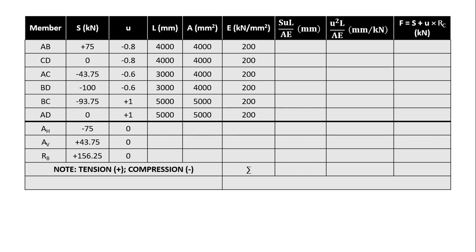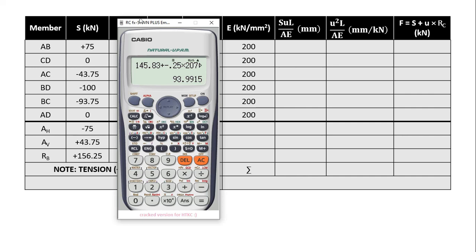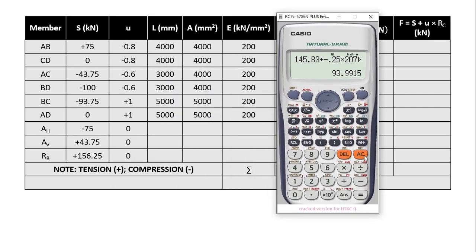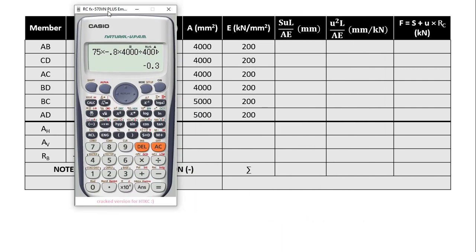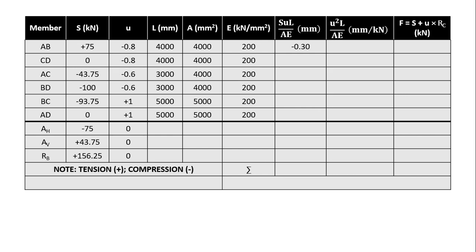Next, summation of SUL over AE. So, we have this 1. Okay, punan natin. We have 75 times negative 0.8 times 4,000 divided by 4,000 divided by 200. So this is negative 0.3. Okay. Then these are as follows. Then sum up natin. Same lang din yung gagawin natin sa U squared L over AE.